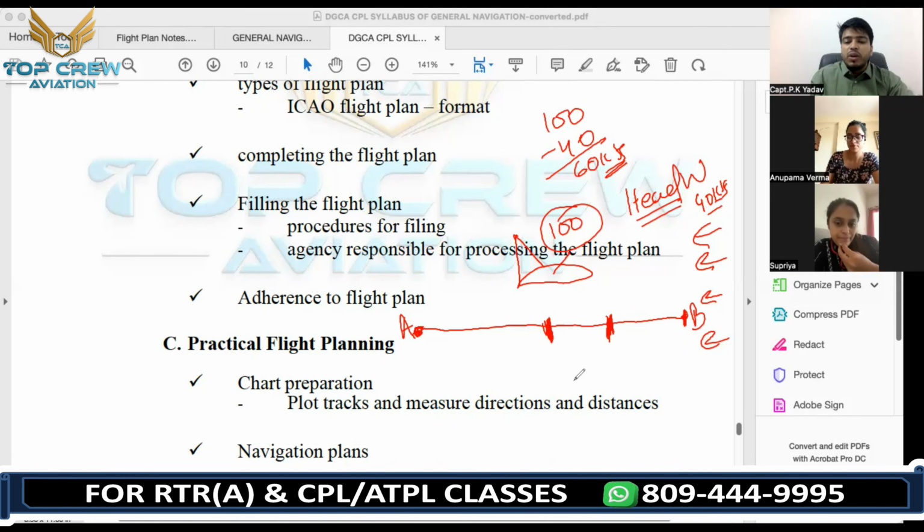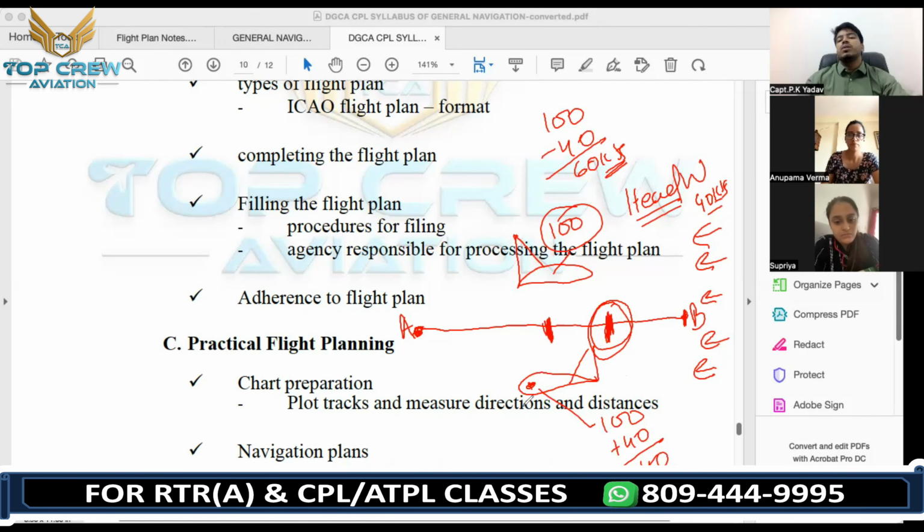Why? Because whenever you change the direction of your aircraft, the wind is a tailwind now. So the speed of your aircraft is 100 plus you are getting help of the wind, so now you are flying at 140. So this would be the point from where you can reach Bravo or Alpha at the same time. So we always plan it in terms of emergency or anything.